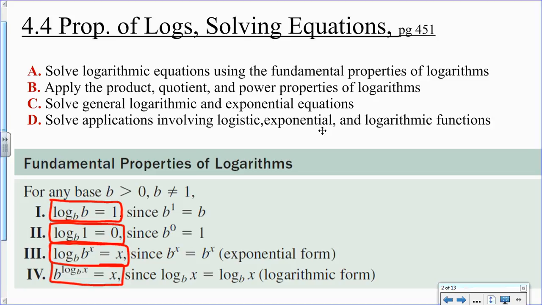Those properties 3 and 4, we talked about those on Friday, how they're inverses of each other. So log base b of b to the x is like taking the square root of a square, and you're left with x. Okay, same thing, b to the log base b of x. Those are inverses of each other, so you're just left with x.